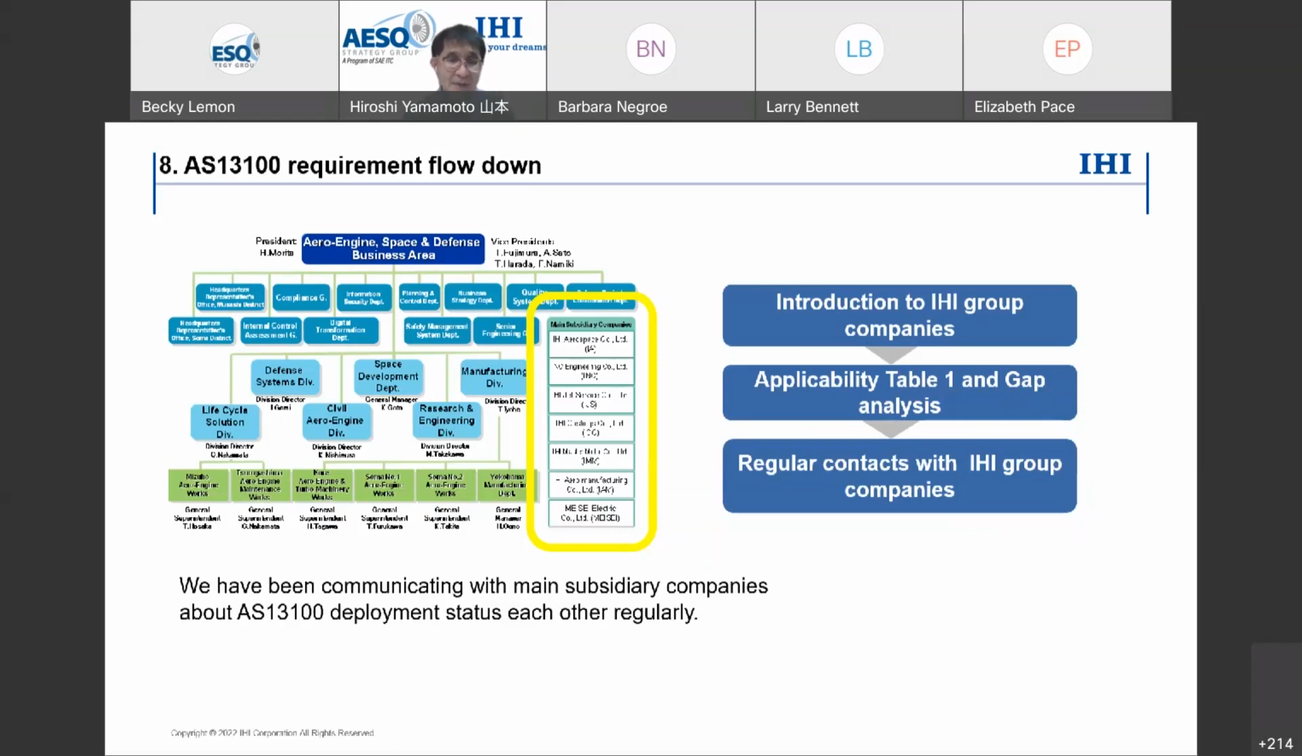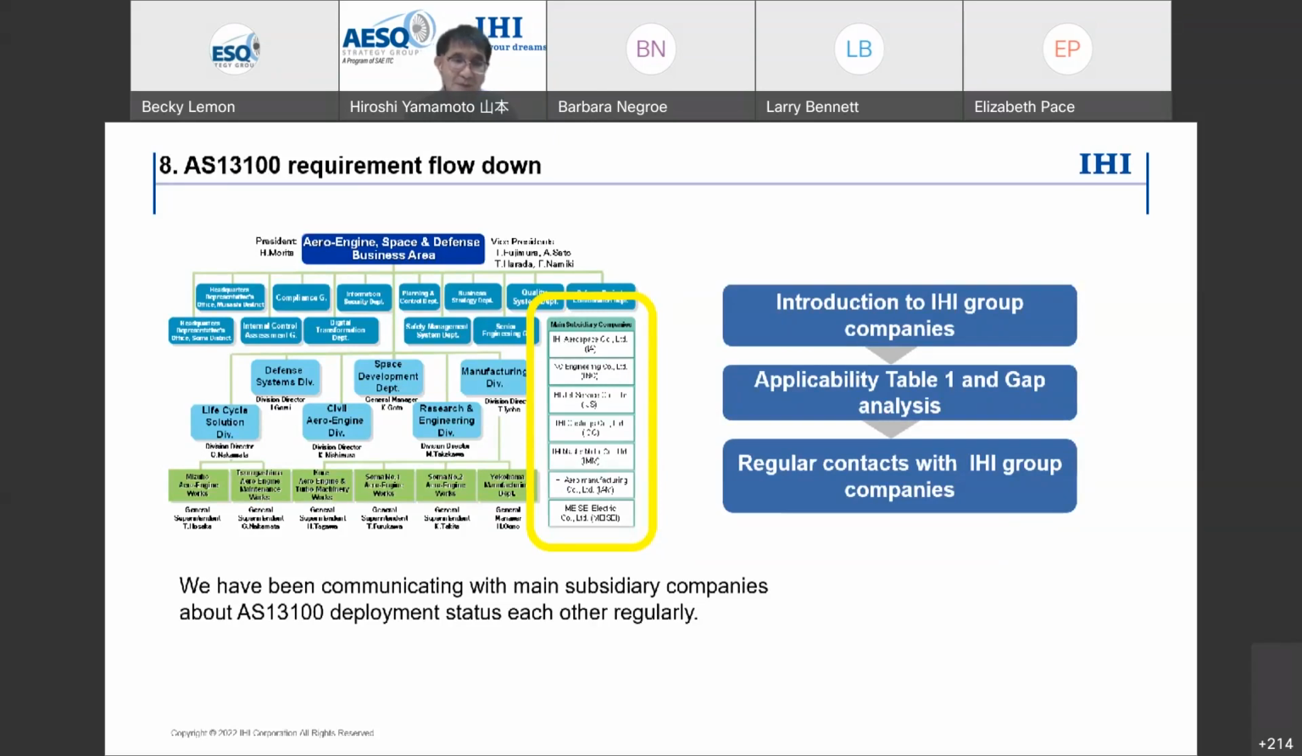Left-hand side showing, in the yellow circled part, which is a little bit small, our subsidiary companies. Firstly, we introduced these requirements of AS13100 to our subsidiary companies, and they are now doing the applicability table and gap analysis, and we hold regular contacts and meetings with the IHI team and IHI group companies. Later on, we will also cascade to the outside vendors too.